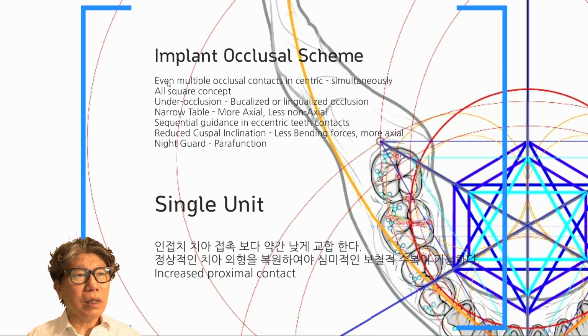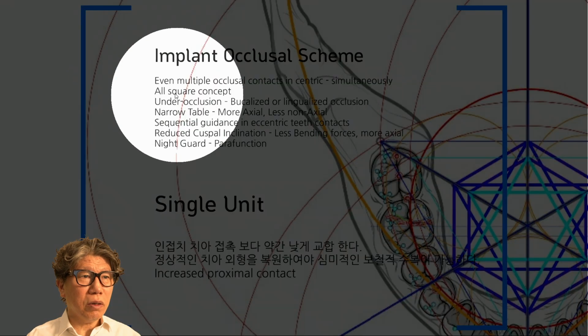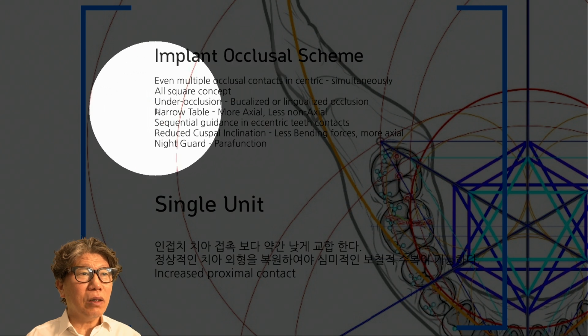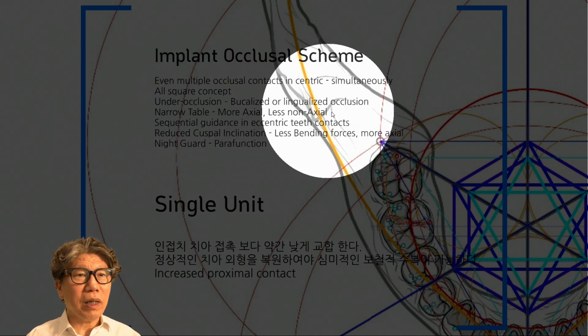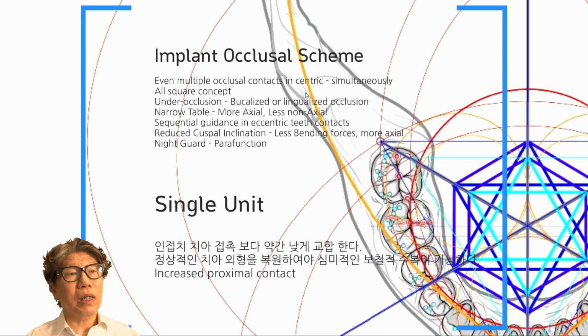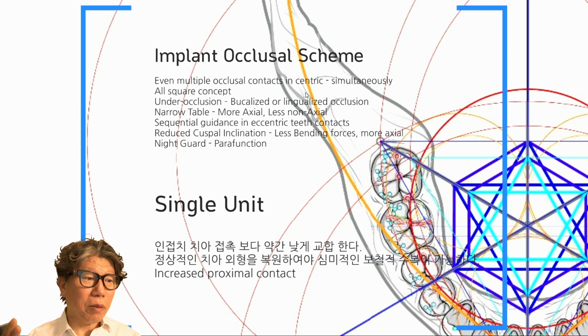Next, there is the concept of the all-square concept. I will discuss this when talking about centric occlusion and implant occlusion later. It's written about under-occlusion, discussing buccalized or lingualized occlusion. I am quite familiar with lingualized occlusion, but buccalized occlusion is a bit challenging to understand. I will also explain this in detail when discussing centric occlusion.